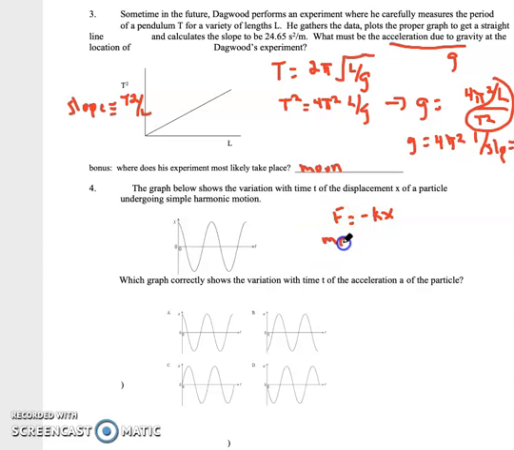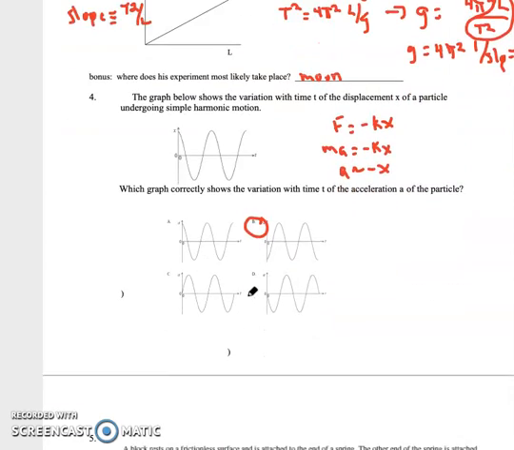And F by second law is ma is negative kx. So we see that a is proportional to negative x. So the a graph is going to look like the negative of this. So this is a cosine function. We want a negative cosine function, and that would be b.